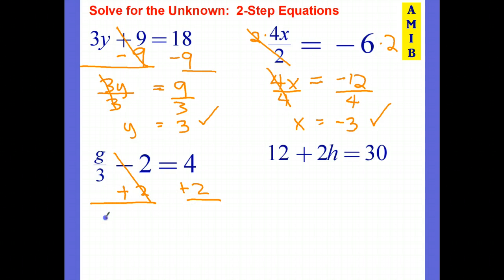Third problem, we first undo the subtracting 2 by adding 2, and they cancel out. And we end up with g over 3 equals 6. The opposite of dividing by 3 is multiplying by 3. The 3's cancel out, and g equals, oh, what did I do there? Let's see, divide by 3. I better go and fix that up, I think.